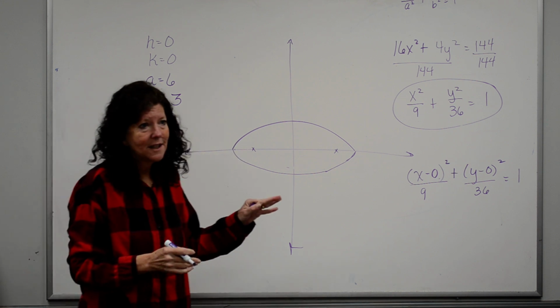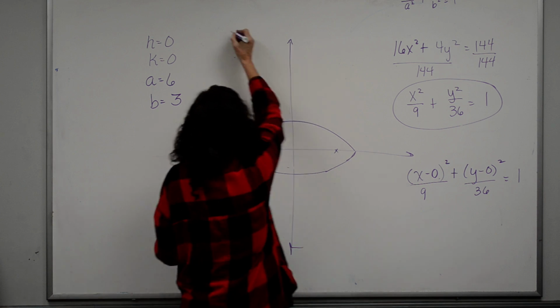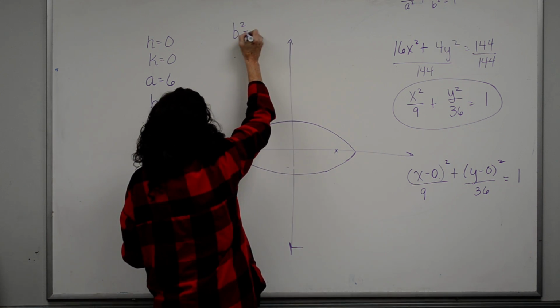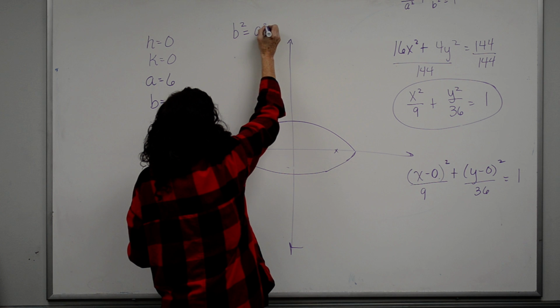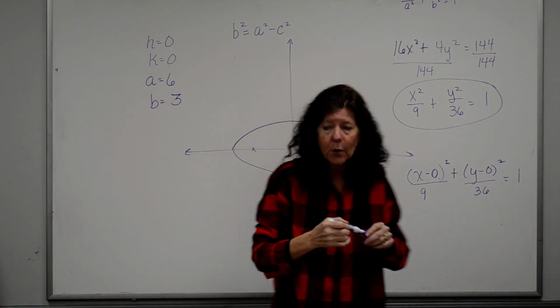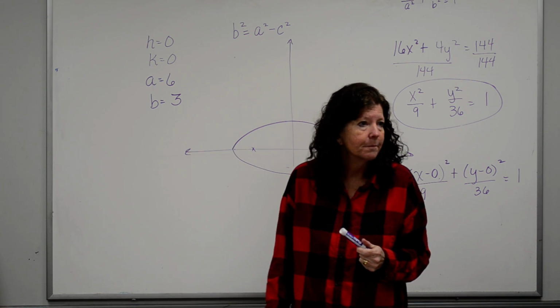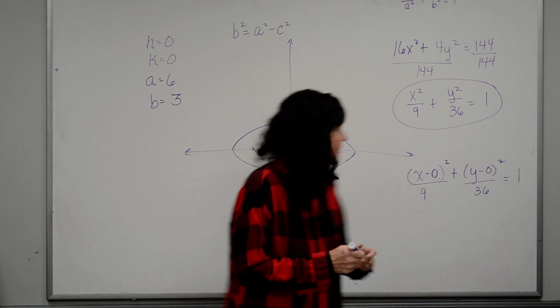What isn't as easy to find is your c. So you've got to remember this equation. It's written on your cheat sheet. b squared is equal to a squared minus c squared. You'll notice that the equation is the same on both sides of your cheat sheet at the bottom, so that equation is consistent, it doesn't change.